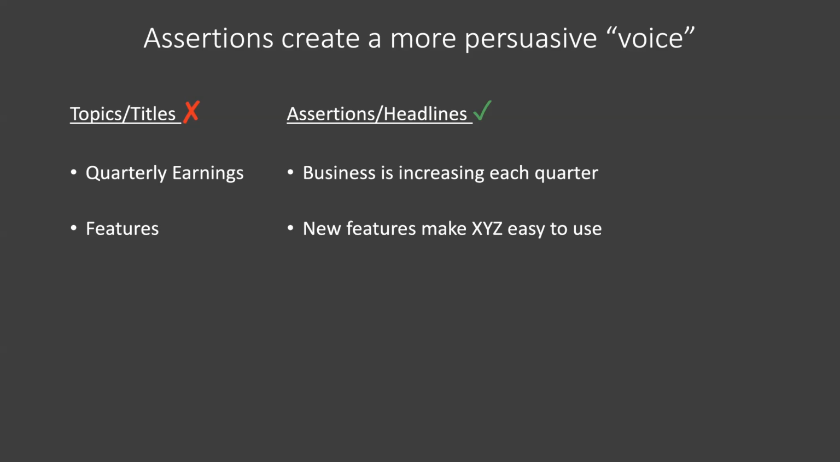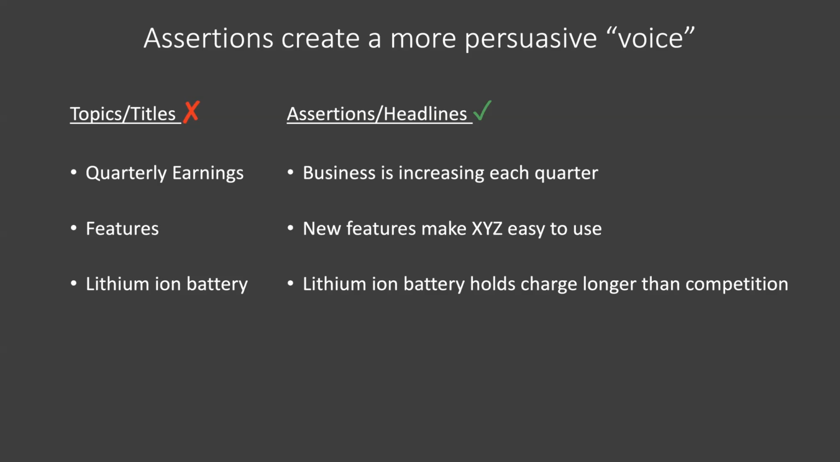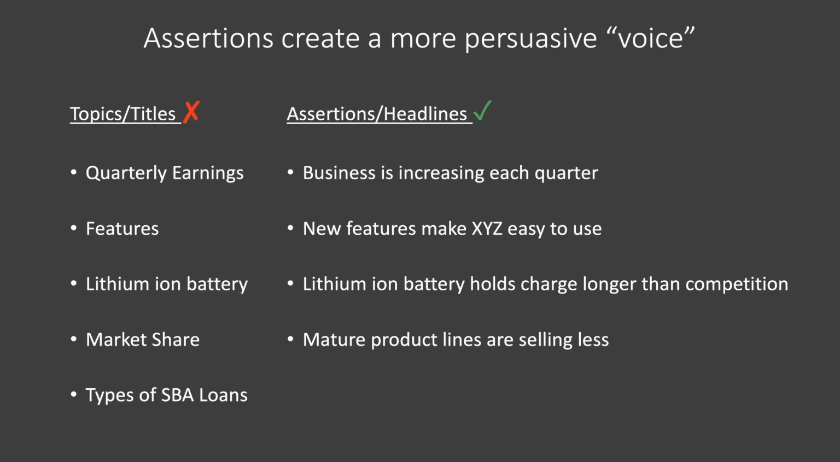Features becomes new features make XYZ easy to use. Even if my slide has other features beyond just that one primary feature of easy to use, it's still a good, effective assertion. Lithium-ion battery, this was from a presentation about Tesla. Lithium-ion battery holds charge longer than competition. Market share, the assertion is mature product lines are selling less. Types of SBA loans becomes the SBA has a loan that will meet your needs.